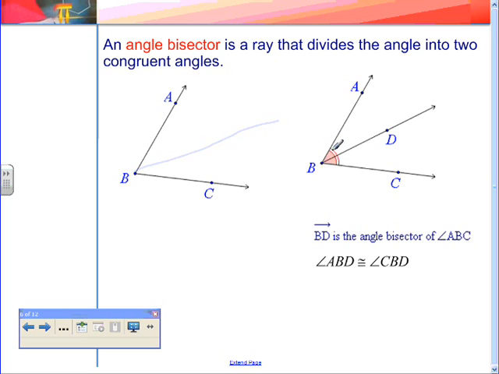Now what you're going to look for in the picture is some kind of indication that these two little angles are congruent, right? So we put those little congruent marks in your diagram like this. So I could say that ray BD is the angle bisector of angle ABC. And if that's true, then I know that angle ABD right here is congruent to angle CBD right here.